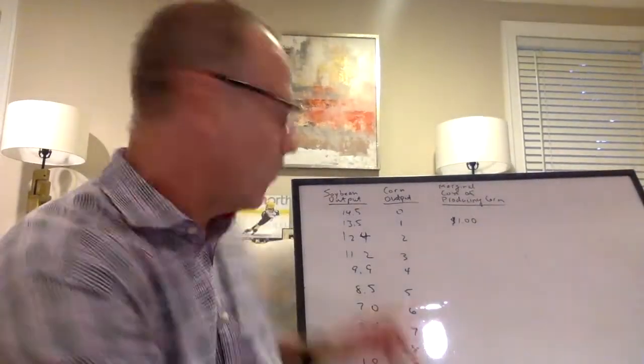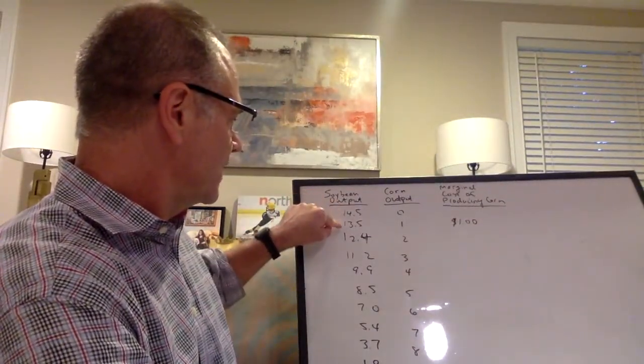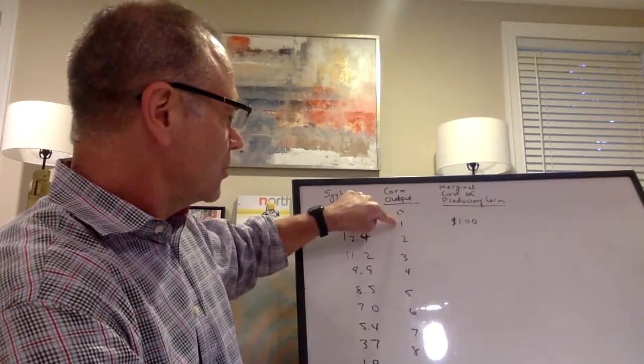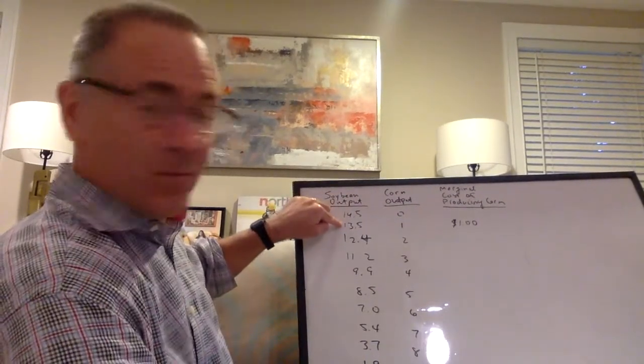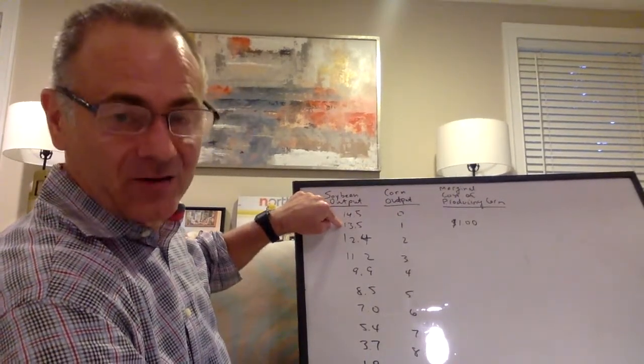Before, we were getting $14.50. We produced one bushel of corn. Now all of a sudden the revenue from soybeans is $13.50.